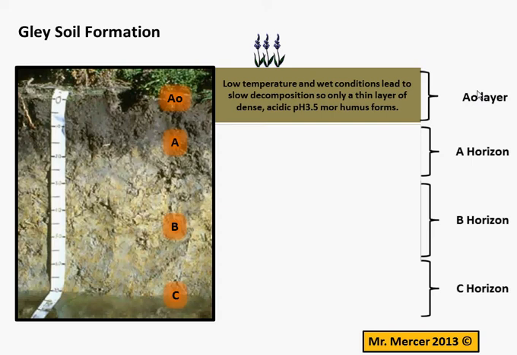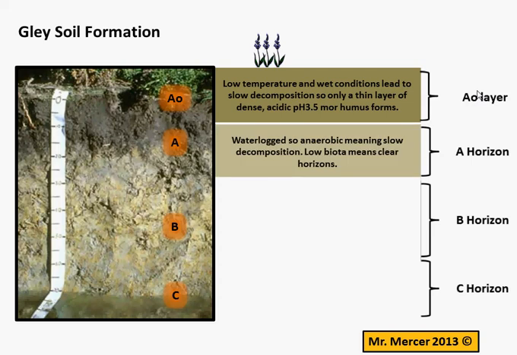The plant life in the AO layer, as a case study example, you could use the term Juncus effusus, and that's a plant that grows in the AO layer. Now, the high levels of precipitation, of course, cause waterlogging in the soil. This leads to anaerobic conditions, and again, slow decomposition.